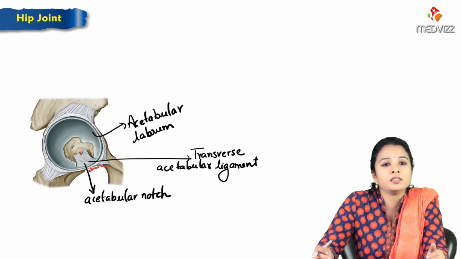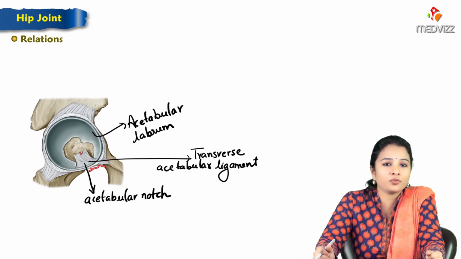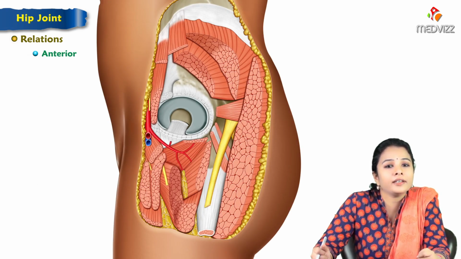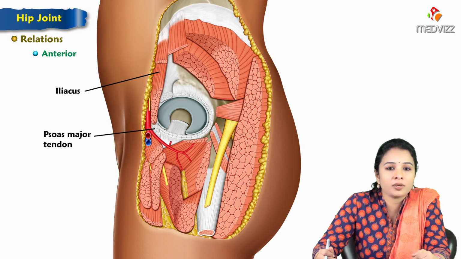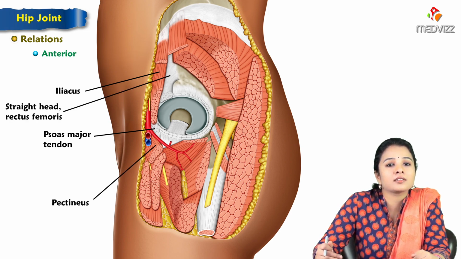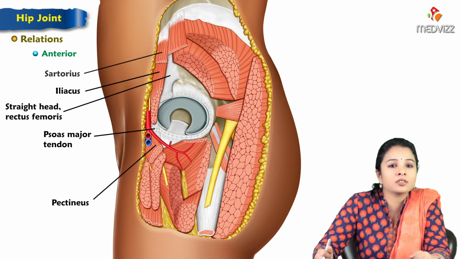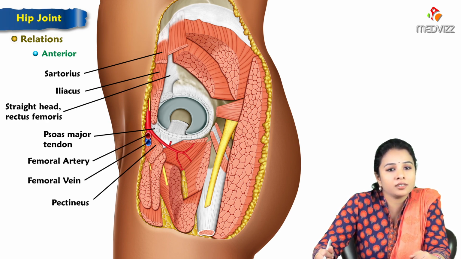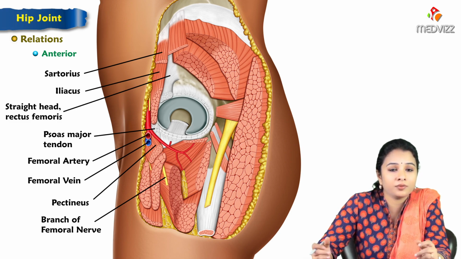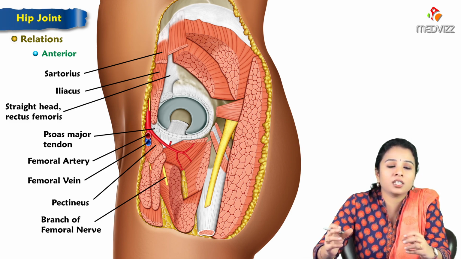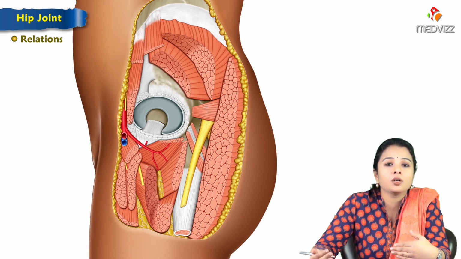Next, we would look at the relations of the hip joint. Anteriorly, the hip joint is related to iliacus and psoas major muscle, pectineus, straight head of rectus femoris, sartorius, femoral vein, femoral artery and femoral nerve. These are the structures which are related anteriorly.